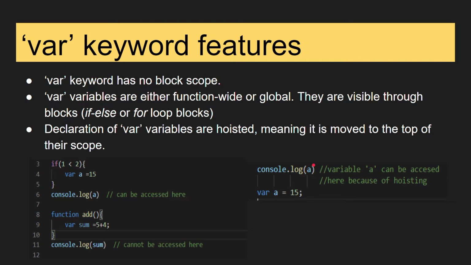But there is one thing that you need to keep in mind: only the declaration part is moved to the top, not the assignment part. So when you run this script, it will log undefined because a value has still not been assigned. The value is only going to be assigned in this particular line when it executes. So it will not give a reference error, but it will print undefined. That's about the var keyword.